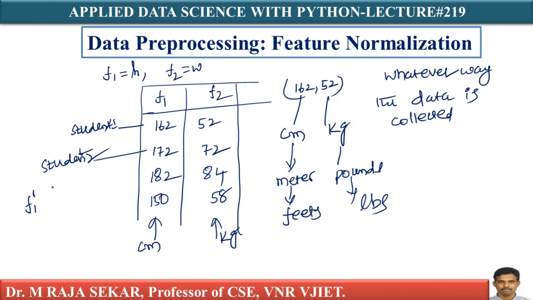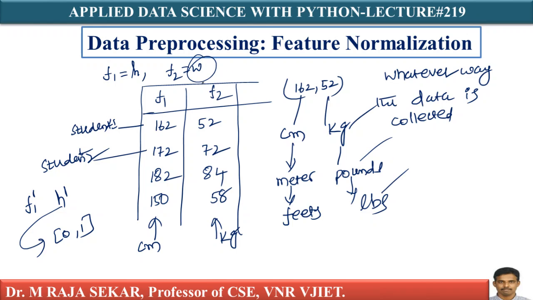This is feature 1 dash, that is height dash. I can say f1 dash means height dash. I am transforming this h in such a way that all the values for each student, all these heights, I am going to transform feature 1 so that all the values lie in between 0 and 1. That's my idea. Similarly, all the values of feature 2, whatever these weights may be, collected in kgs, pounds, lbs.